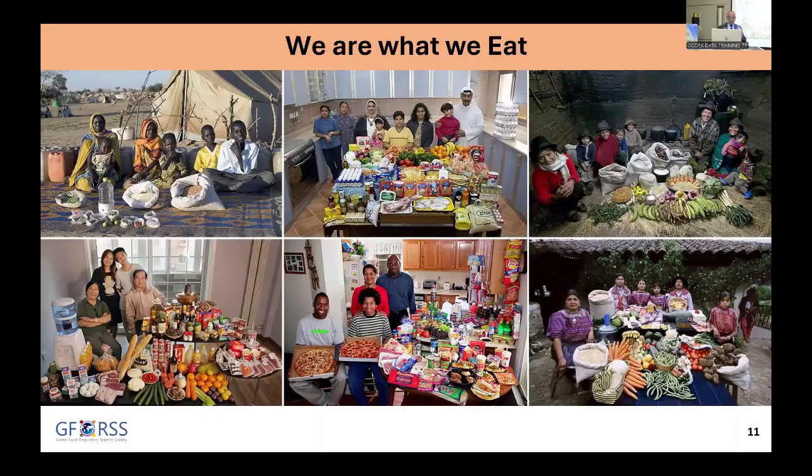Yes, we are what we eat. And as we already mentioned, people eat the same ingredients, the same components, the same basic food, but in different ways, with different frequency, and even on different occasions.